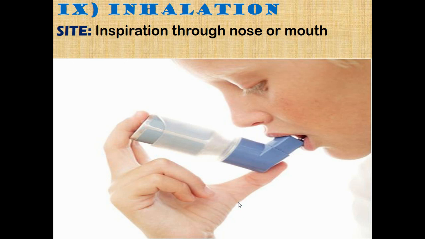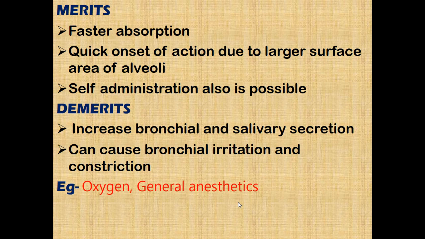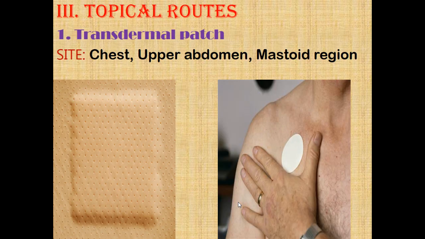Inhalational is a very simple thing. Inhalation through the nose or mouth gives faster absorption because it directly enters the lungs, and blood supply is very high in the lungs, so it will absorb faster and produce the effect. Quick onset of action and larger surface area of alveoli. Self administration is easily possible, and even if they are traveling or walking, they can take it. Then demerits: increased bronchial and salivary secretion, can cause bronchial irritation and constriction. Then what are the important drugs we can give? Oxygen and general anesthetics.